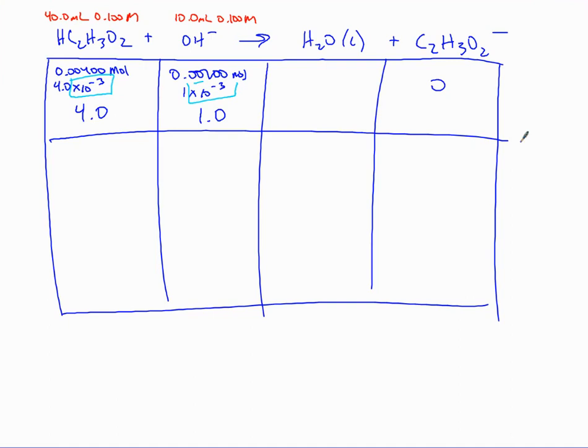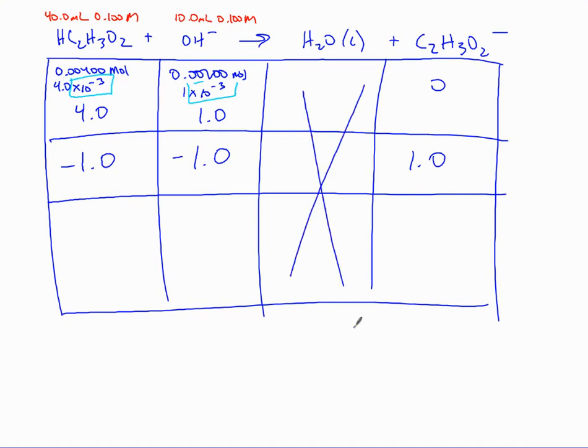Okay. So these are used up in a 1-to-1 ratio. So the one with the fewer amount of moles is going to run out first. So we're going to use 1 mole of each of these, and we're going to produce 1 mole of our acetate. Again, water. We don't really care. There's a lot of water around.